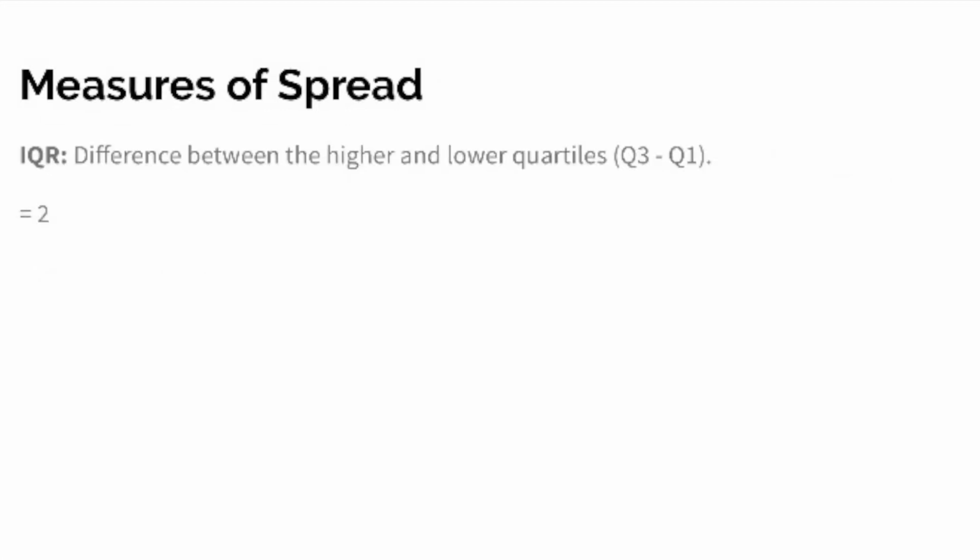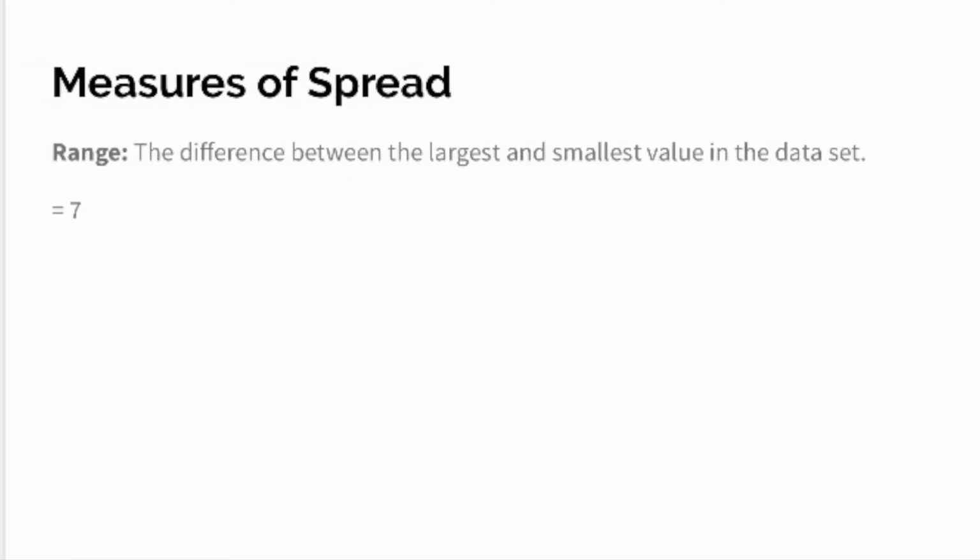The IQR is the difference between Q3 and Q1. Our Q3 was 7 and our Q1 was 5, so it added out to 2. Our next measure of spread was the range, which is the difference between the largest and smallest value in the data set, and that was 7.